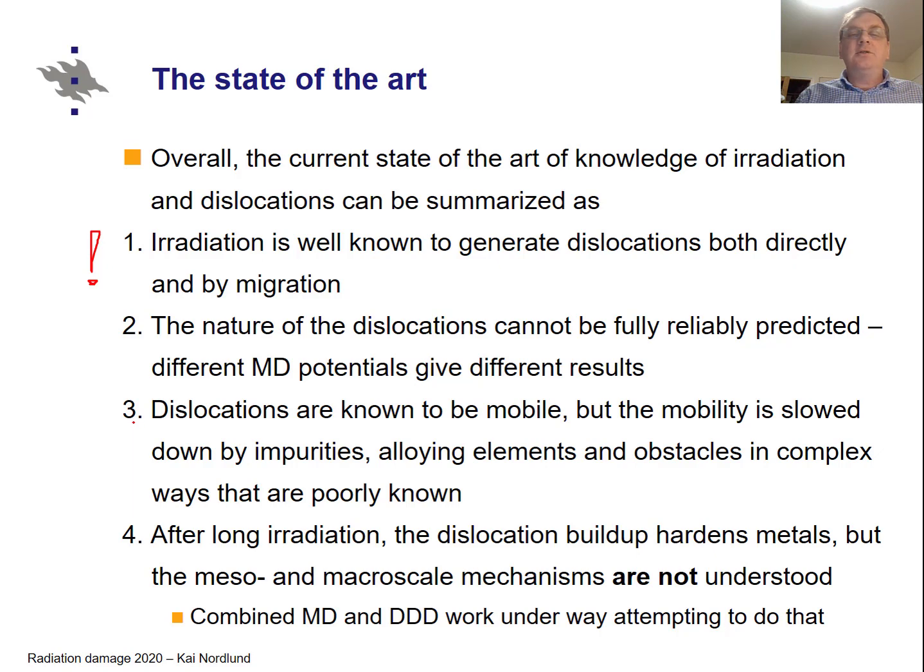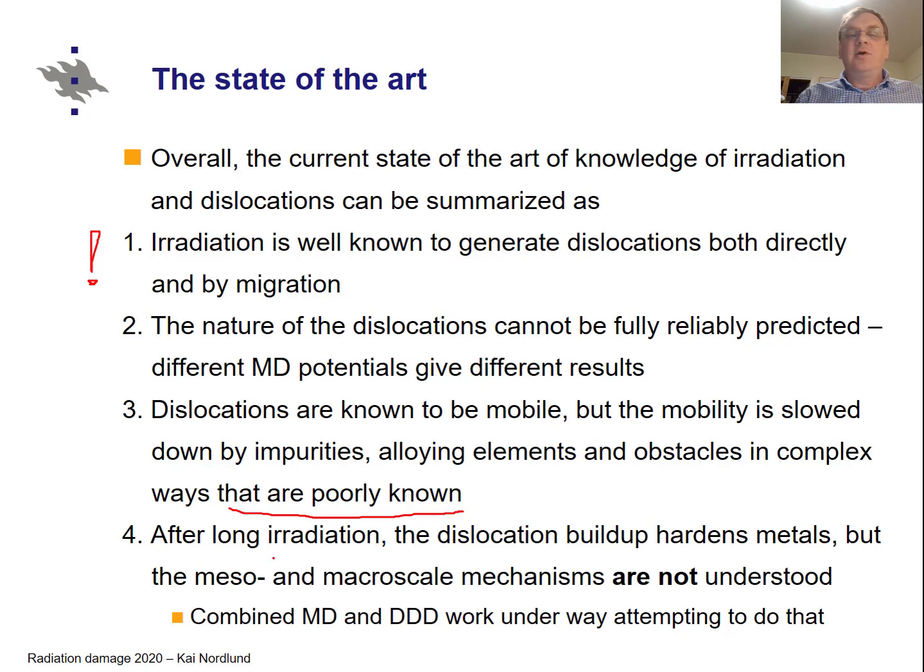But then dislocations are known to be mobile. This has also been seen directly in experiments, and this is the key reason behind the plasticity of metals. But this mobility is slowed down by impurities, alloying elements, and obstacles. This is in complex ways that are not yet quantitatively known. I could say that here the knowledge is qualitative: we know this happens, but in most cases we don't have enough reliable numbers to be able to predict this quantitatively.